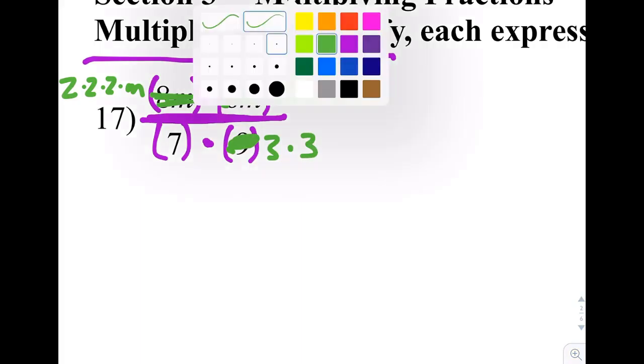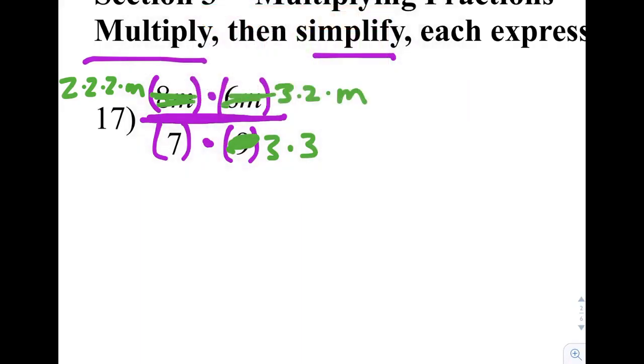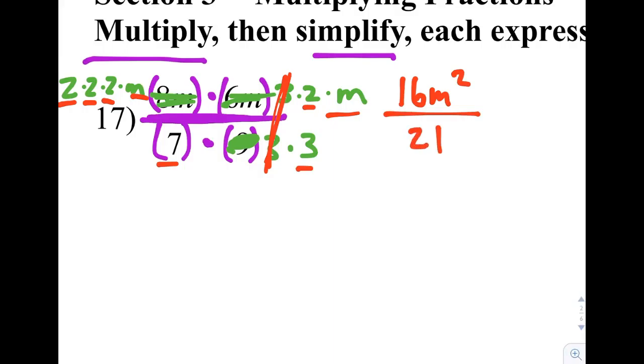And now I'm going to look for things from top to bottom that are going to reduce. And so I see that I have a pair of 3's here, and that's literally it on this particular problem. There's actually almost nothing that simplifies, which is sometimes the case. So on top I have 2 times 2 times 2 times 2 is going to be 16. M times m is going to be m squared. In the denominator I have a 7 times a 3, so that's 21. So our final answer here would be 16m squared over 21.